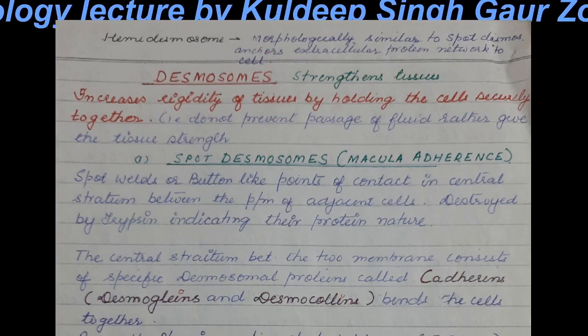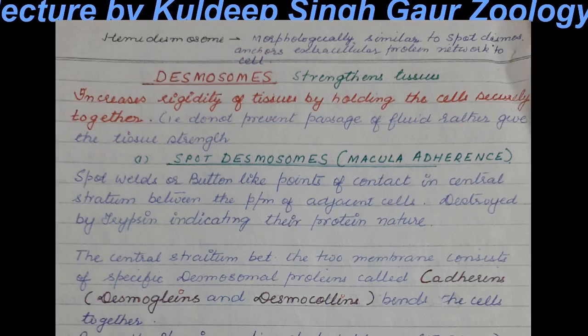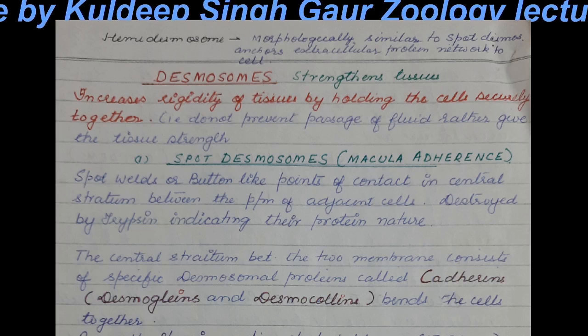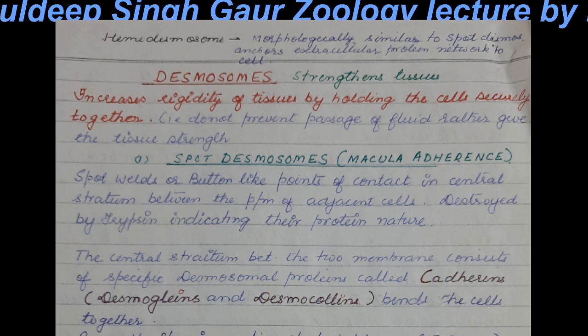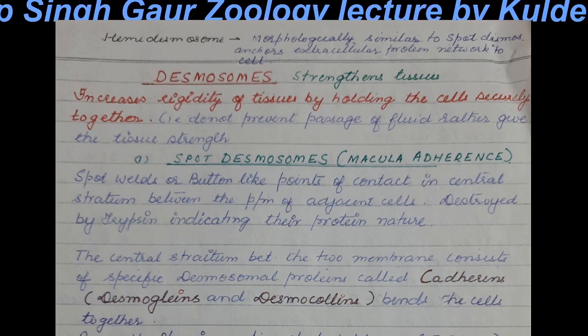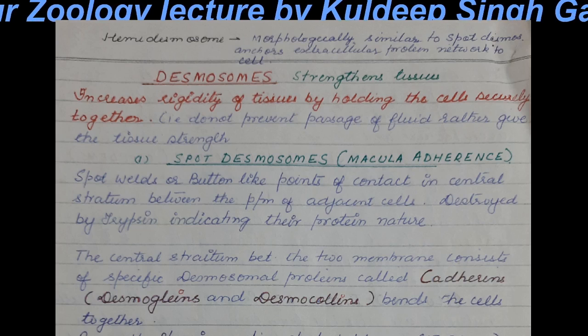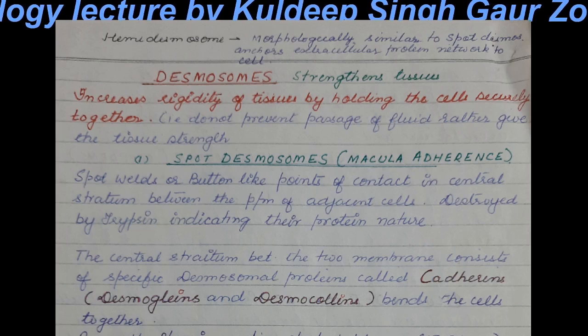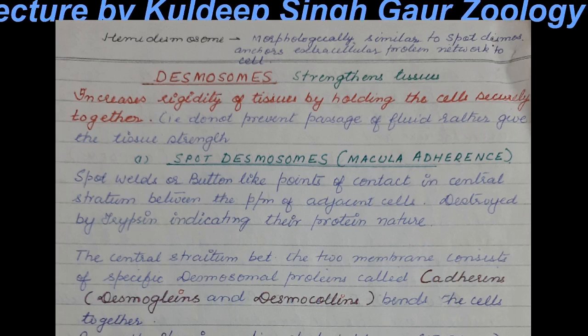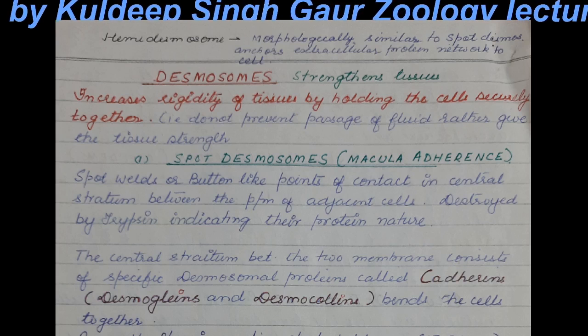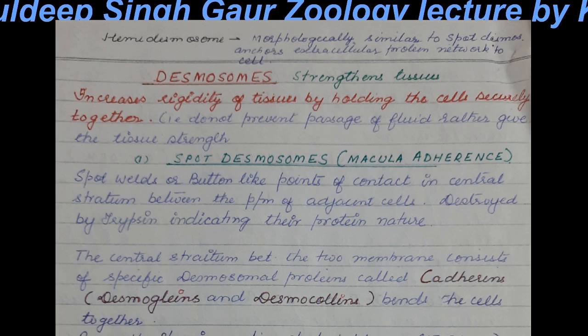Then the second kind of junctions which I had mentioned were desmosomes, and they are meant for provision of strength and rigidity to the tissues. They hold the cells securely together, and they are not involved in prevention of passage of fluid. Rather, they give the tissue some strength.